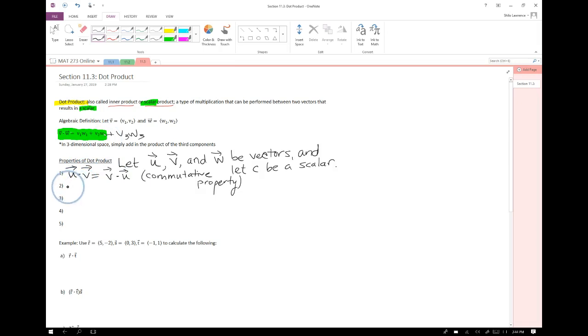It is also distributive. If you want to calculate u dotted with v plus w, we can take the u and distribute it if that for some reason would be easier for us to do. And we could say this is u dotted with v plus u dotted with w. And this is our distributive property.